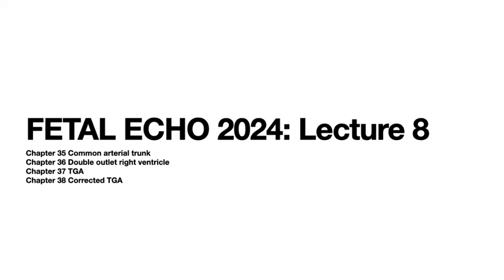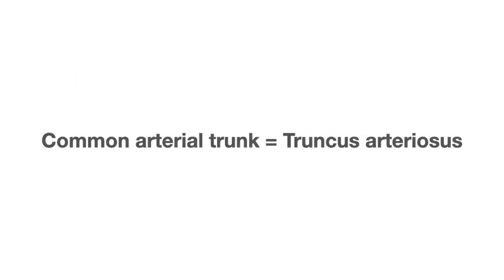All right, let's talk about common arterial trunk, double outlet right ventricle, transposition of the great arteries, and corrected transposition of the great arteries. Let's start with chapter 35, which is common arterial trunk. And you may know this already, but common arterial trunk, CAT, is also truncus arteriosus. Same thing.